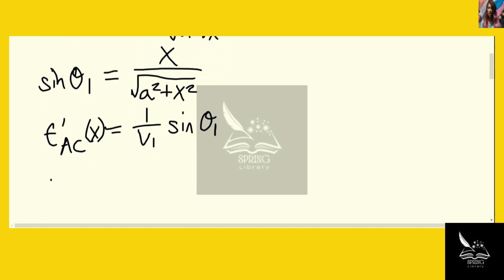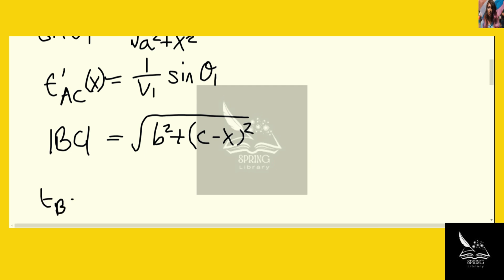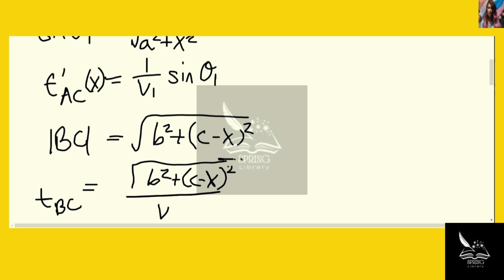Now, likewise, by Pythagorean theorem, the distance from B to C, from under the water to the surface point, is the square root of b squared plus c minus x squared. And likewise, to find the time it takes to travel from C to B, t sub BC, this is the distance, square root of b squared plus c minus x squared, divided by the velocity of light in water, v2.